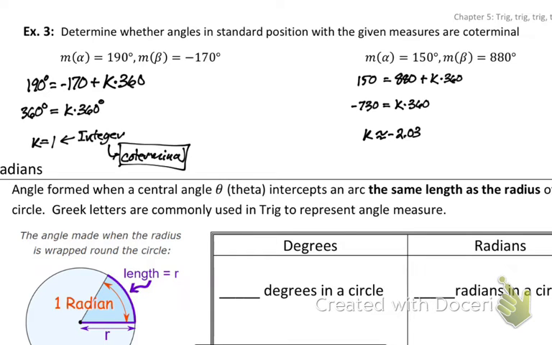Is negative 2.03 an integer? No. So that's an example of where it's not, because that's negative 2 turns plus a little bit further. So this is not coterminal.